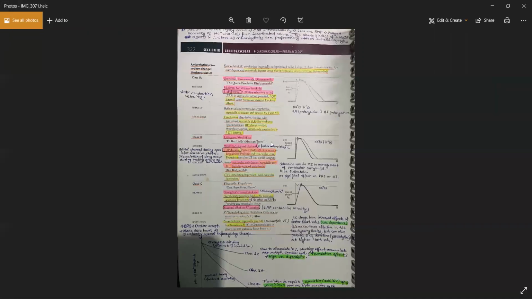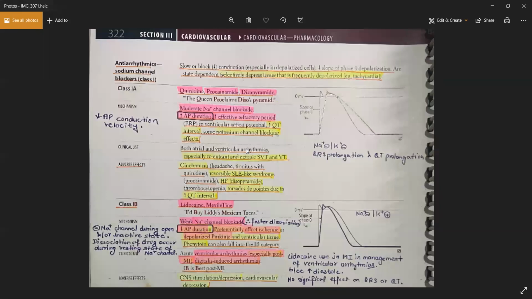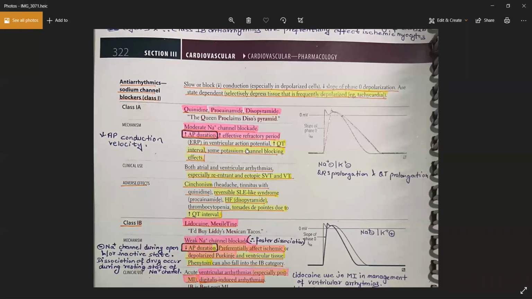Then comes the antiarrhythmic agents. You will use these agents for AFib, A-flutter, and ventricular tachycardias. We have divided them into 4 classes: class 1, class 2, class 3, and class 4. For class 1, you have 3 subclasses again: class 1A, class 1B, and class 1C.